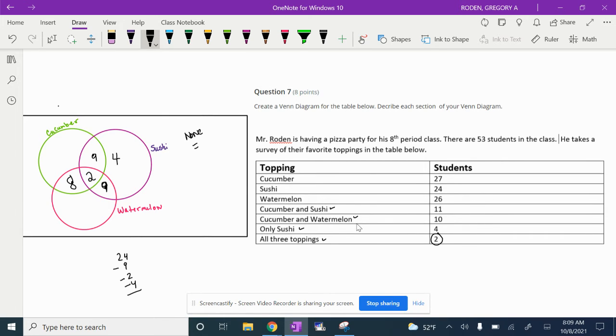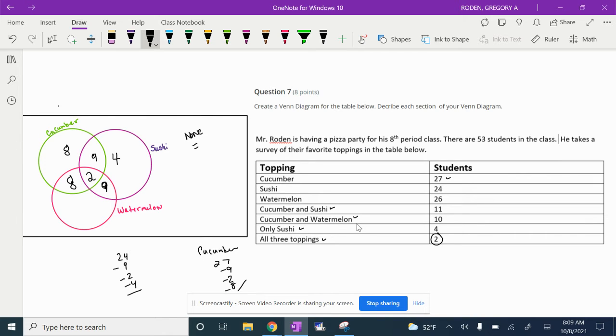All right, so how would we do cucumber? Well, we know that the total cucumber is 27. So to find the total cucumber, all we'll do is take 27. We'll subtract off 9 because that's part of the cucumber, 2, that's part of the cucumber, and 8, that's part of the cucumber. We'll just subtract those off, and when we do that, we get 8.